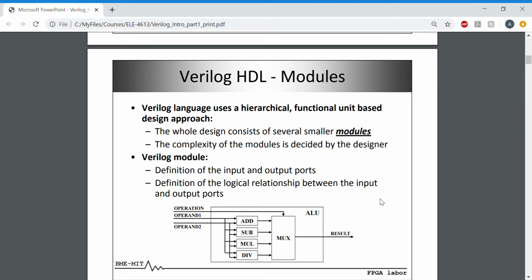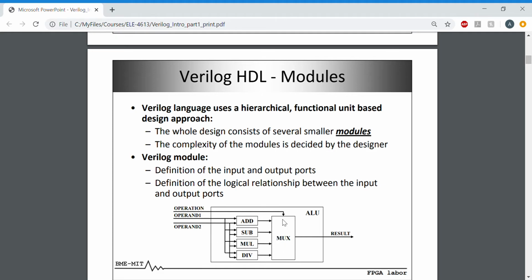Right. The Verilog language uses a hierarchical, functional unit-based design approach. What does functional unit mean? It means you are describing the functionality of the hardware. And it's hierarchical. It means you start from a module that contains a module, that contains another module, etc. So this is an illustration of that.